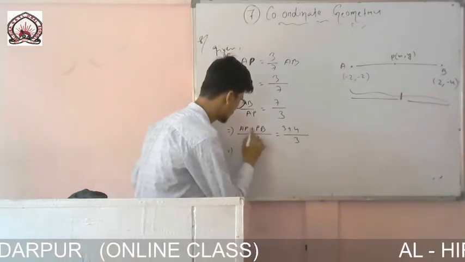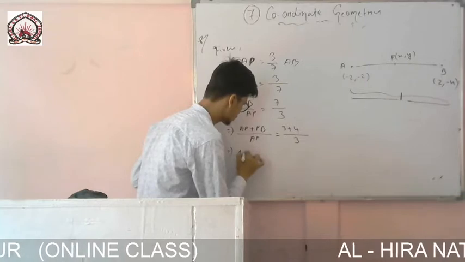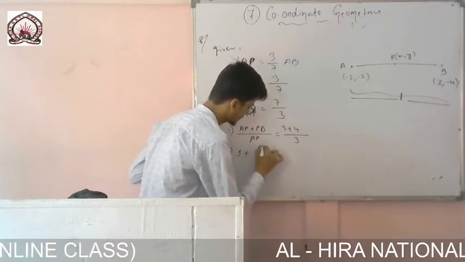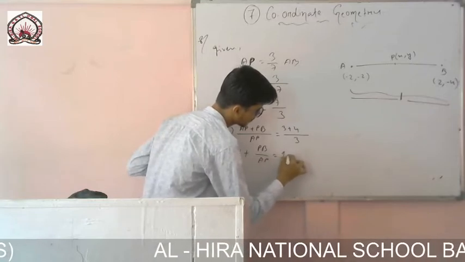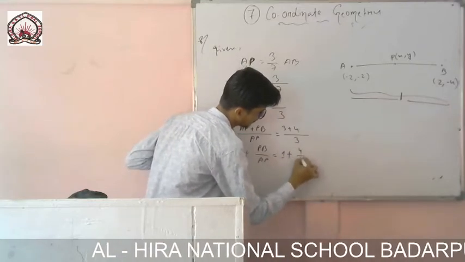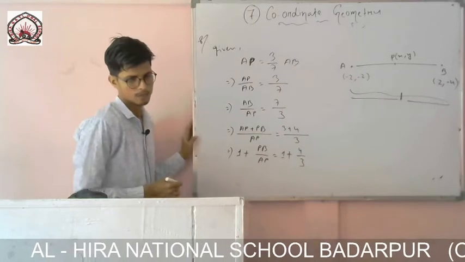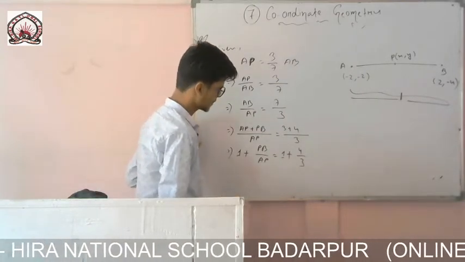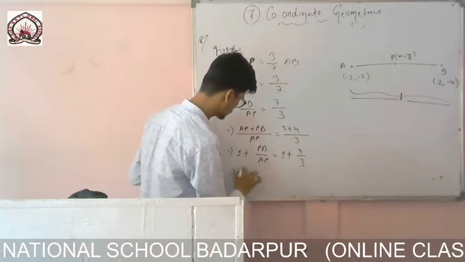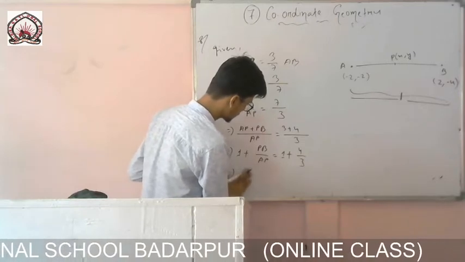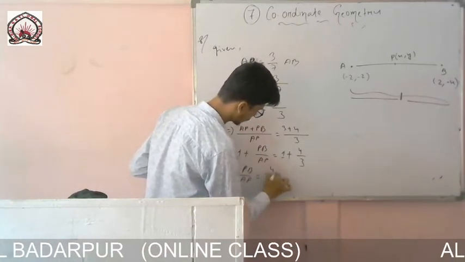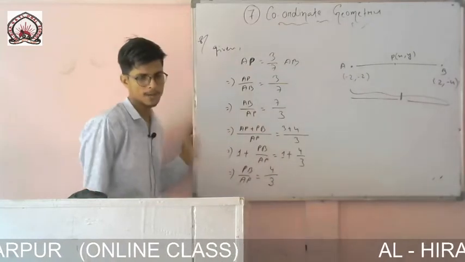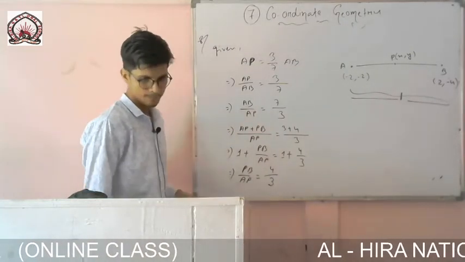So now if I break this one, then AP by AP will be equal to 1 and PB by AP will be 3 by 3, which is 1, plus 4 by 3. So 1 cancels from both sides. What came here is that PB by AP is equal to 4 by 3.